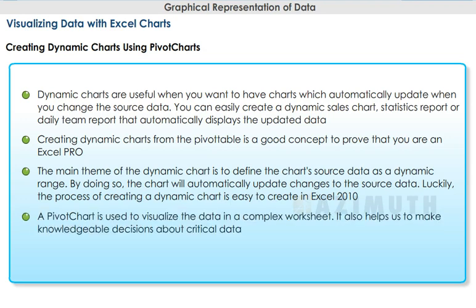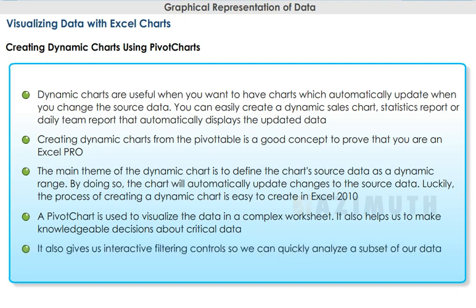A pivot chart is used to visualize the data in a complex worksheet. It also helps us to make knowledgeable decisions about critical data. It also gives us interactive filtering controls, so we can quickly analyze a subset of our data.